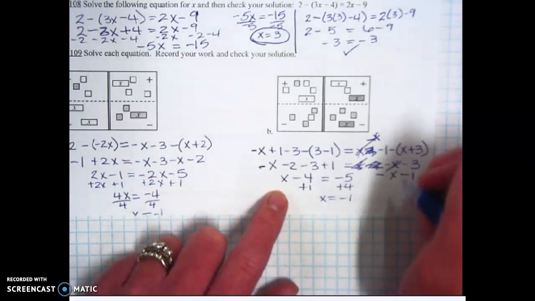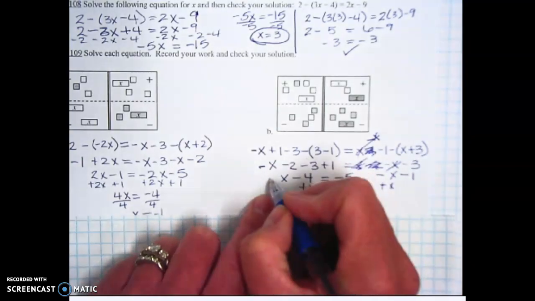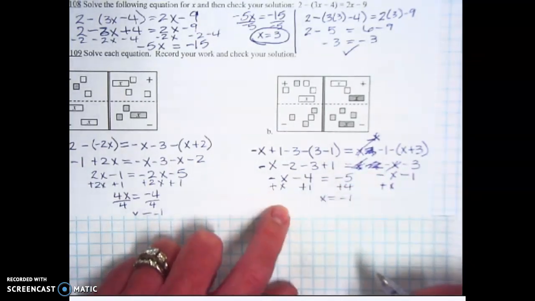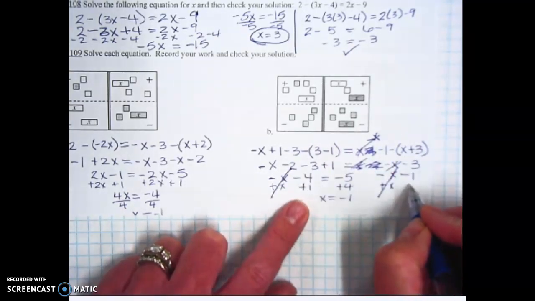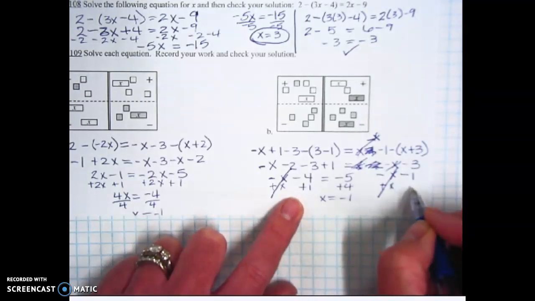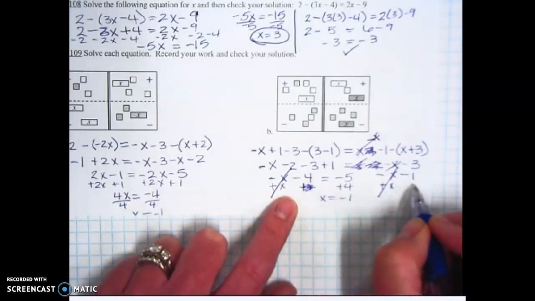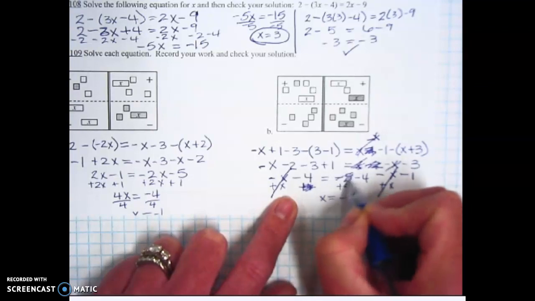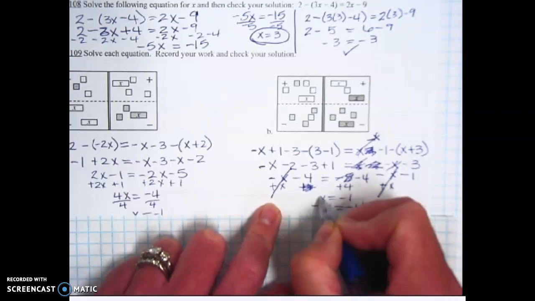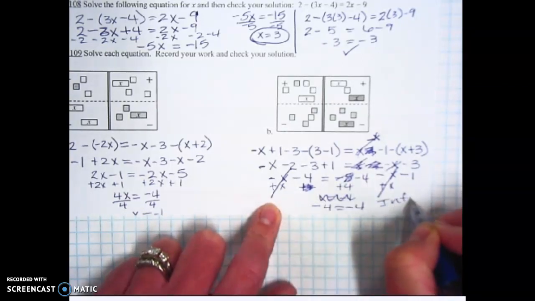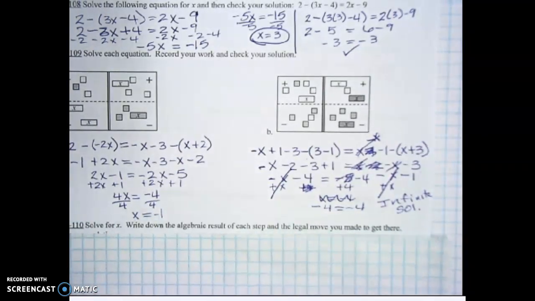Okay, so if we add an x to both sides, and those x's are gone. These are opposites. And I should have negative 4, so plus 4. So that should be, oh, this should be negative 4. So I get negative 4 equals negative 4. This is one of those infinite solutions. Man, I wish I had a pencil. All right.